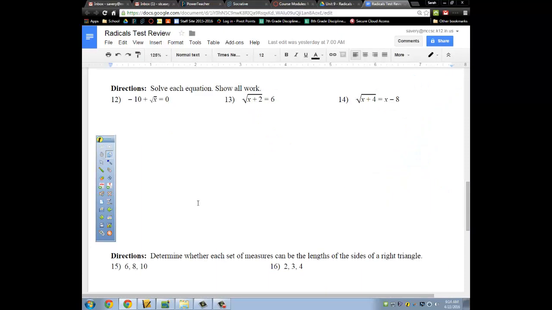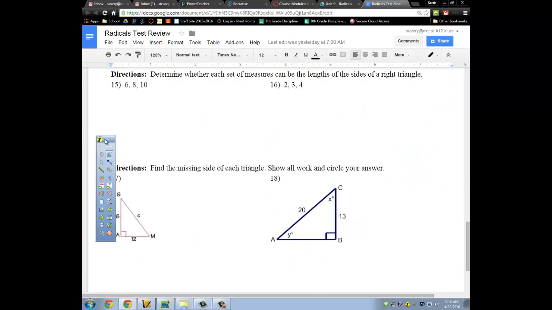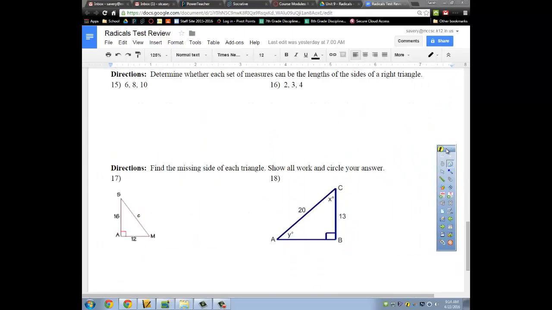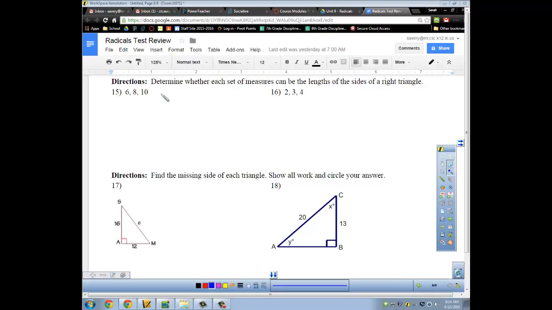Okay, moving down to Pythagorean theorem stuff. So here I want to know if these are going to form right triangles. Always make sure that your biggest number is your C. So this would be our C. I did put them in the correct order though. So we could do 6 squared plus 8 squared equals 10 squared. So 36 plus 64 equals 100, and 36 plus 64 is 100. So since they were equal, we can say yes, that would be a right triangle.